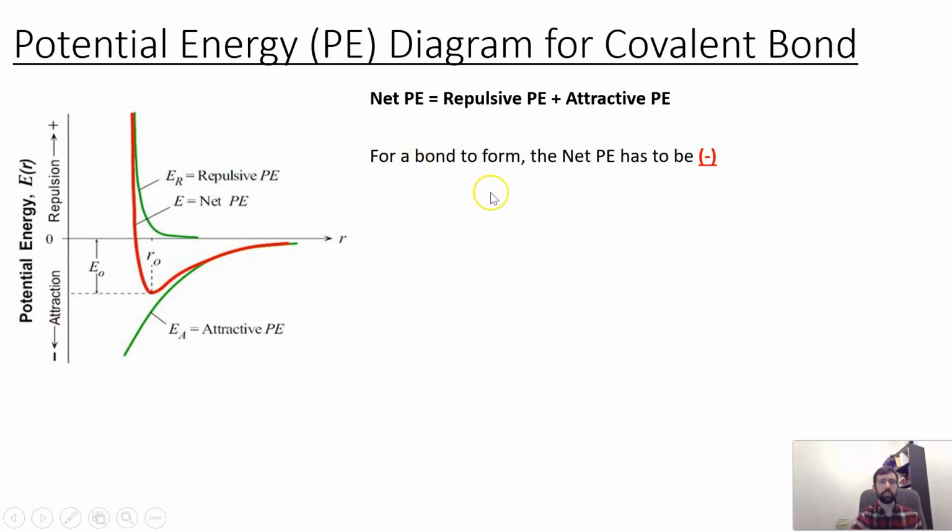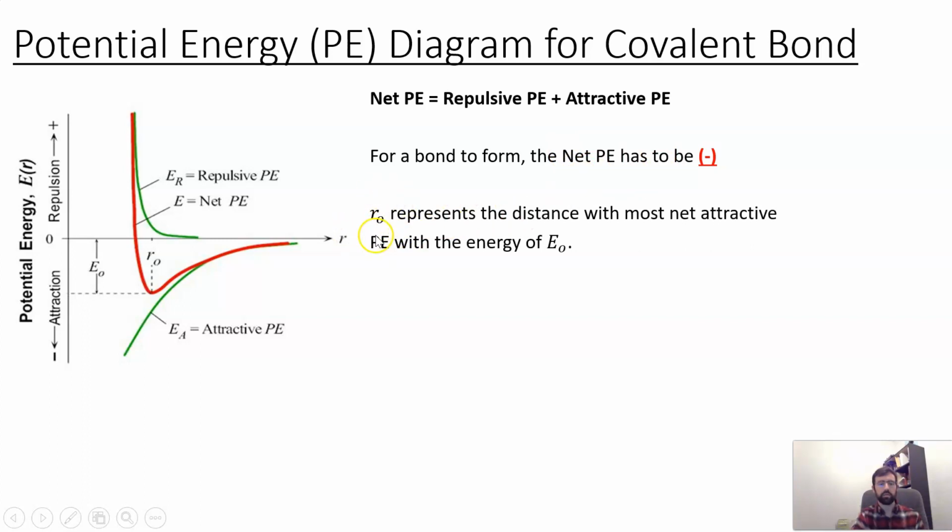For a bond to form, when we add those together, we're going to get their net potential energy. That's when we add up all of those values, we get the net potential energy. And for a bond to form, that net potential energy has to be negative.